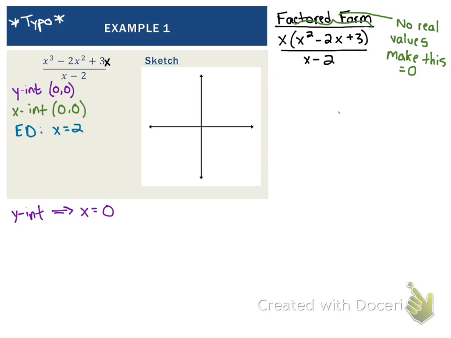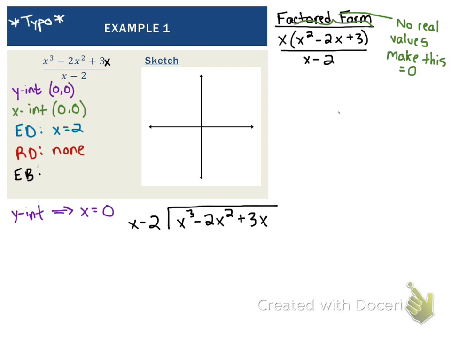Next, we'll find the essential discontinuities. That comes from the x values that make only the denominator equal to 0. So in this case, that would just be at positive 2. And since there were no factors that canceled, this one has no removable discontinuities. Last, we'll find the end behavior by doing long division. Looks like our result is a quadratic function, x squared plus 3.